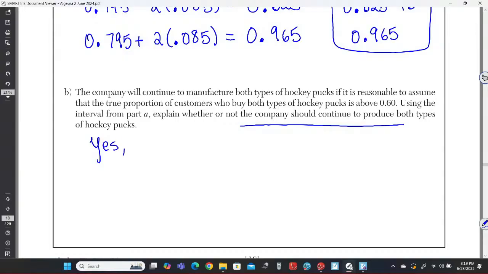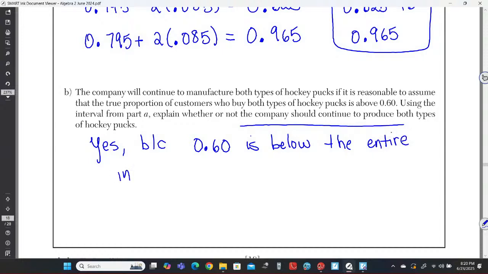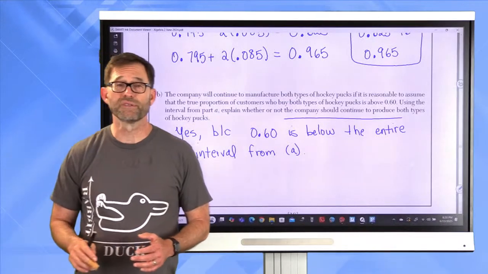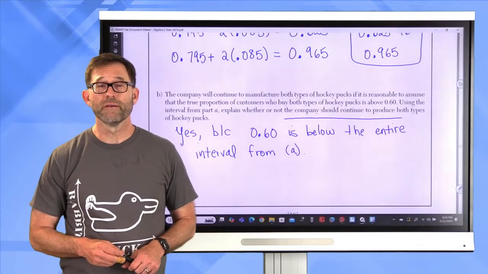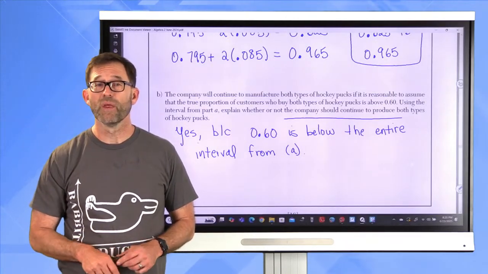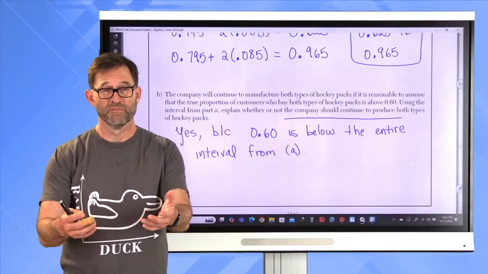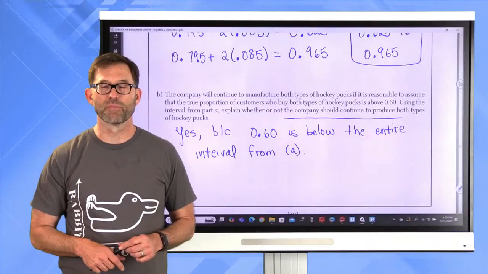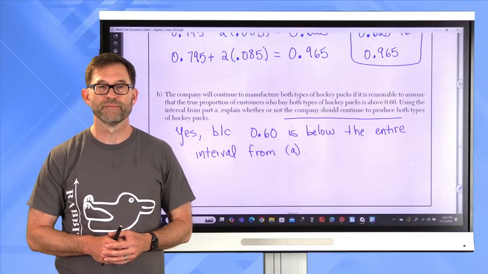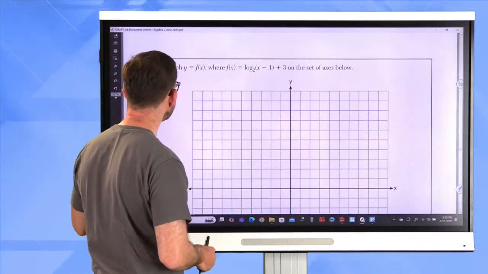And the answer is yes, because 0.60 is below the entire interval from A. Or you could likewise flip that on its head and say, because the entire interval from A is above 0.60, therefore there's a really good chance, 95% chance or better, that the true population proportion lies above 0.60. Okay, we're getting there, folks.